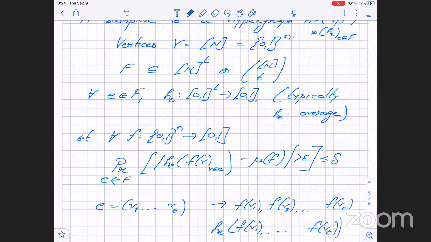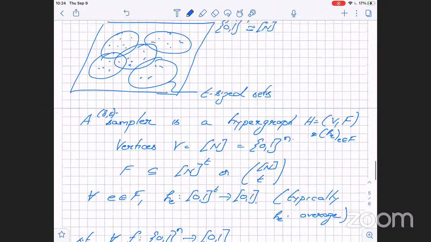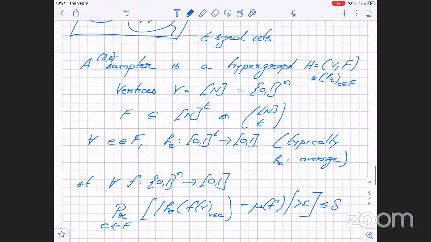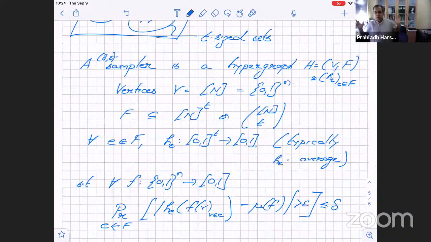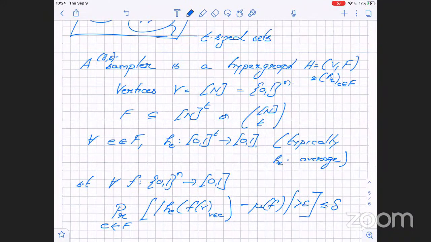Can you show again the definition of the function f? Okay, f is just some function which takes an n-length string and gives a real number in {0,1}. Okay. Yeah. Thanks.